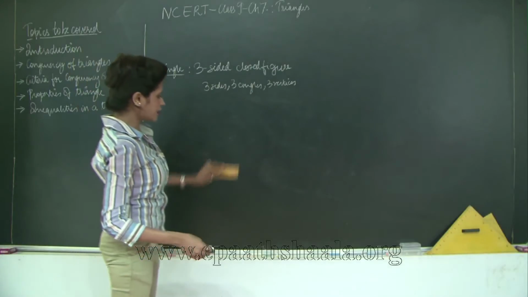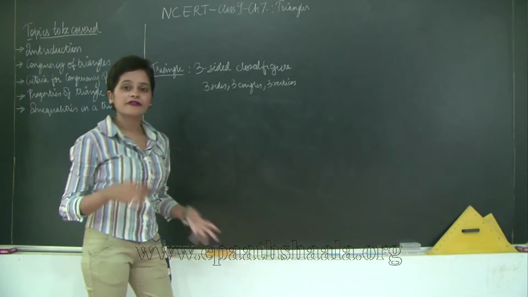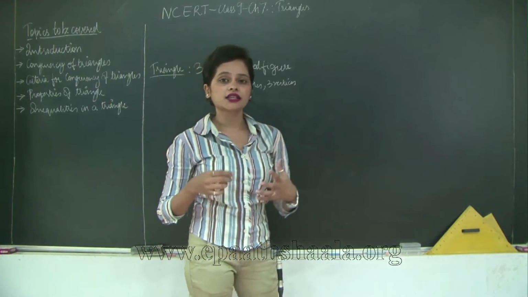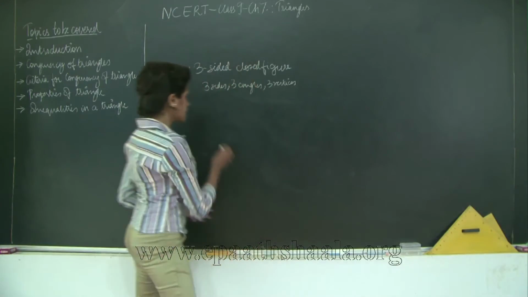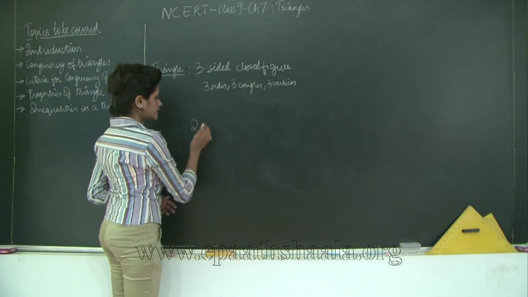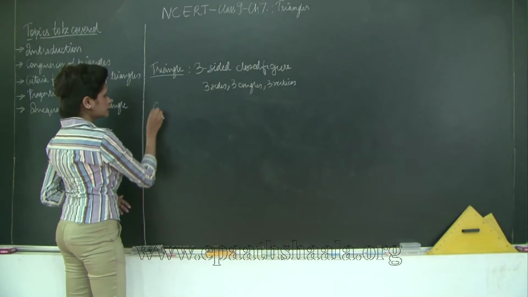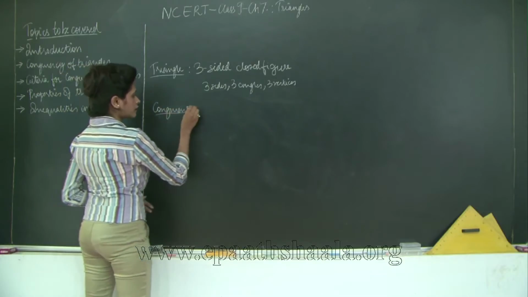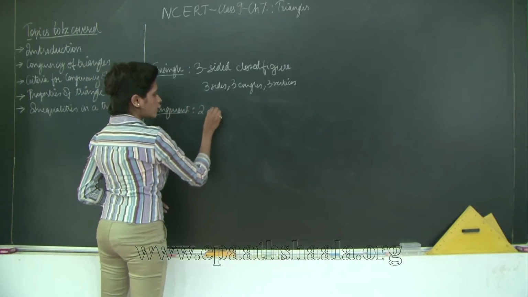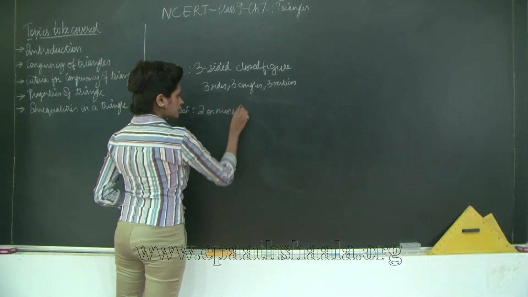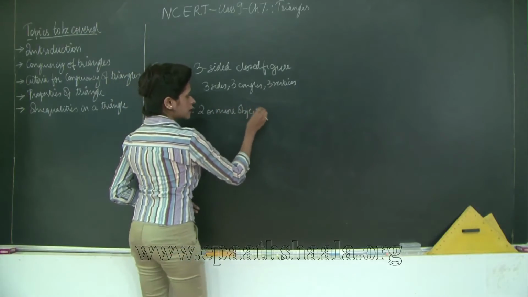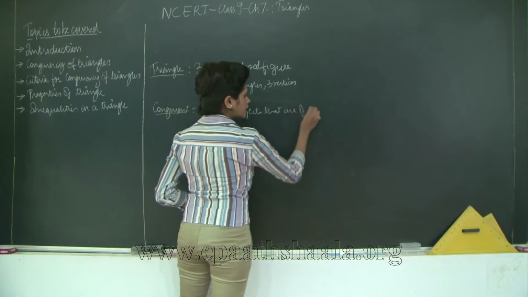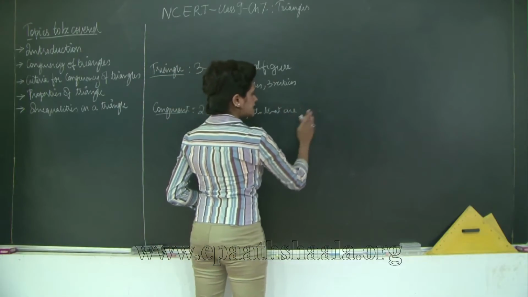So, now since I mentioned that we are going to emphasize more on the congruency of triangles, let us understand what the term congruent means. Congruent means two or more objects that are exactly the same.